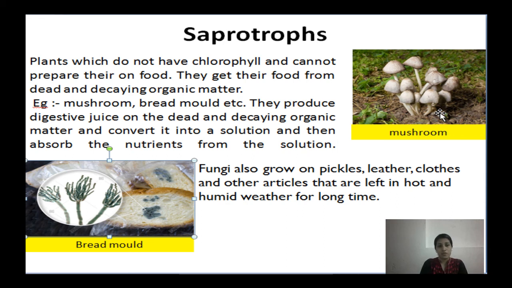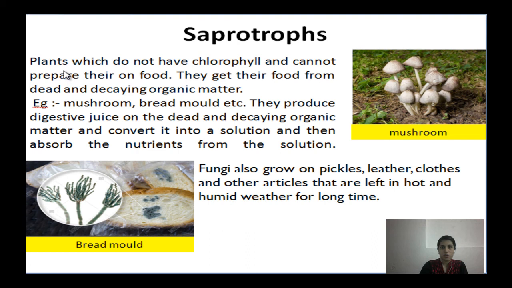So this kind of nutrition in which an organism takes in nutrients from dead and decaying matter is called saprophytic nutrition. And the plants which use the saprophytic mode of nutrition are called saprotrophs. Fungi also grow on pickles, leather, clothes and other articles that are left in hot and humid weather for a long time.